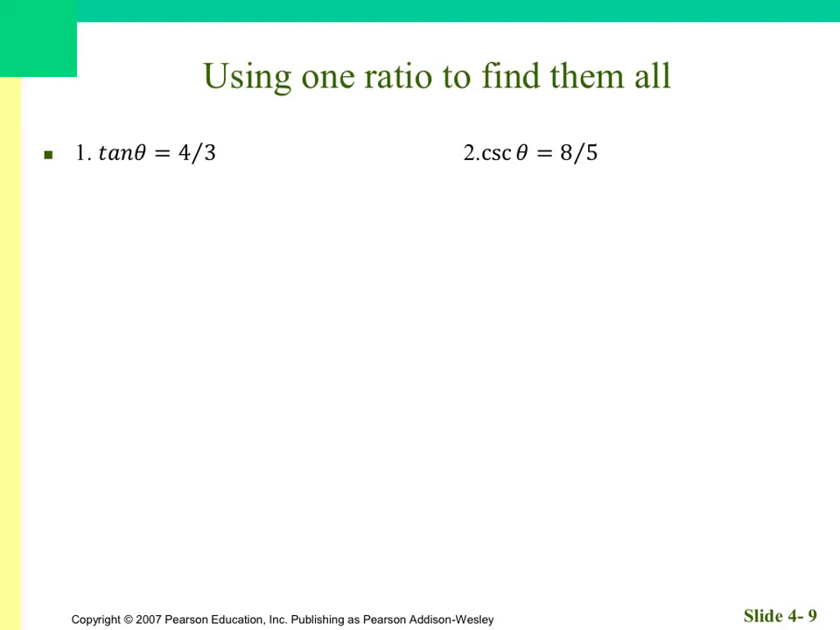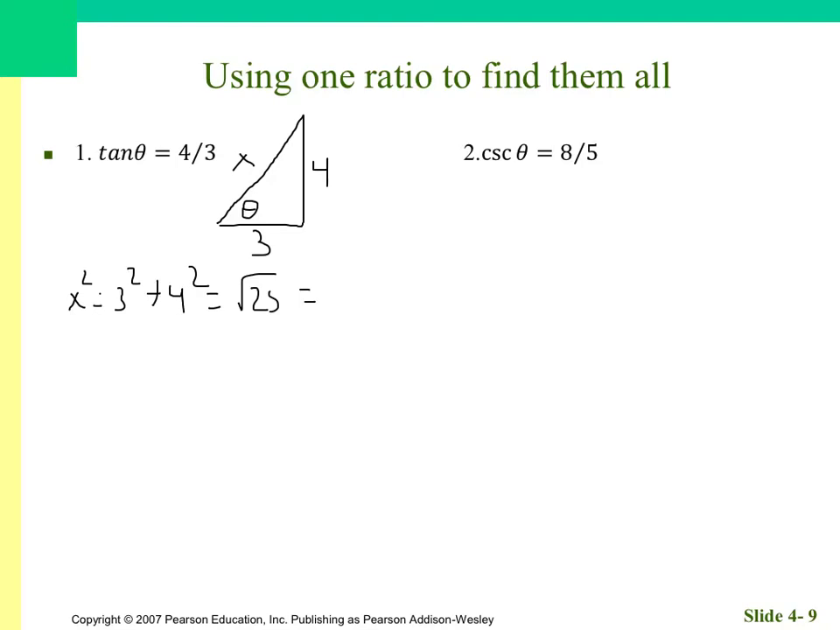So if we think about this, call that theta. Tangent is opposite over adjacent. So this is 4, this is 3. So how could I get the other side? Well, how could I get the hypotenuse? Call it x. X squared equals 3 squared plus 4 squared. So that would be the square root of 13. Nope, square root of 25. Which is 5. So I know this is 5 now.